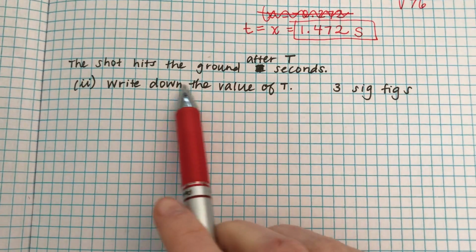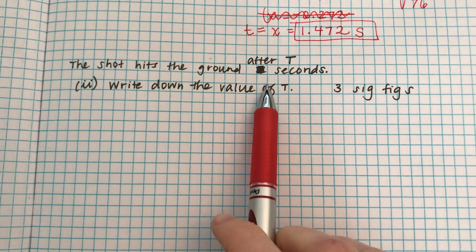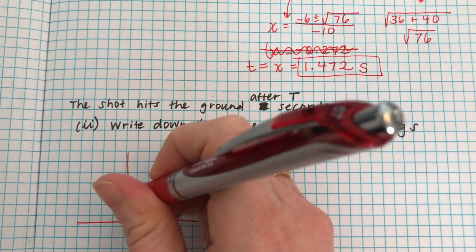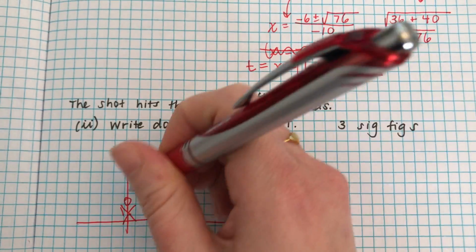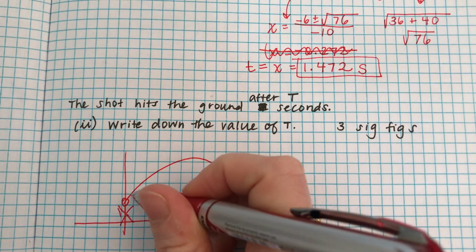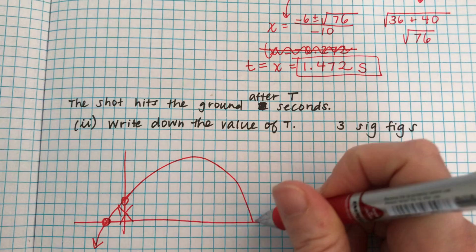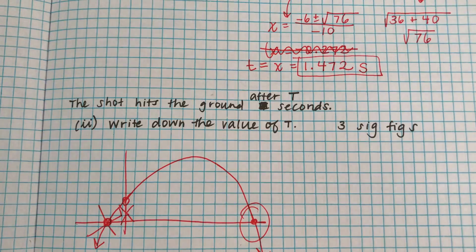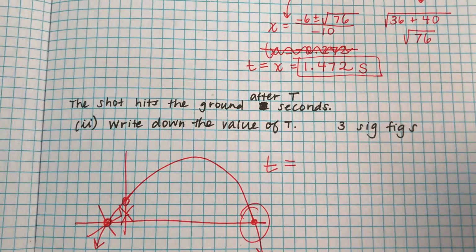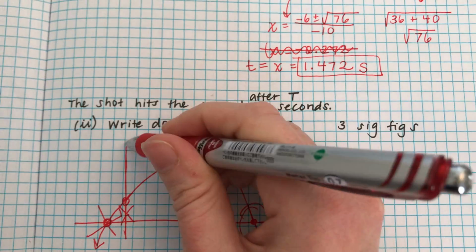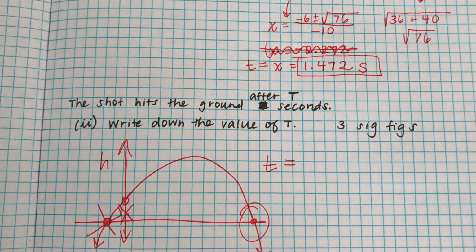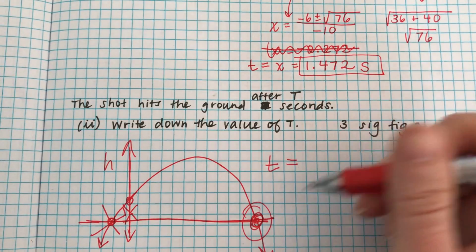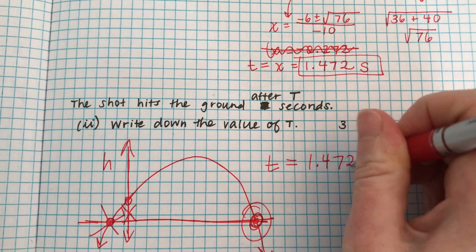That's what the second question is actually asking us. It says the shot hits the ground after t seconds. Write down the value of t. That's what we just solved for, because remember, our person is basically standing here. He threw the shot put. Imagine you extended the graph back. We just found two x-intercepts of the graph. This one does not exist. This one does. We just found the value of t where the height is 0. If this is the height, that's like the y-axis. Where it's 0 is where the shot put will hit the ground. So the answer is 1.472 seconds.